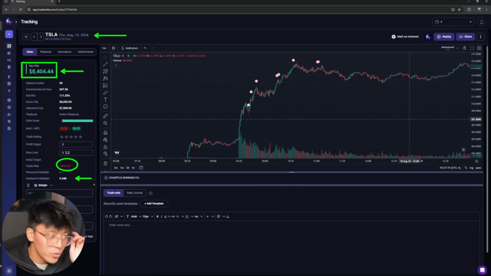Ended up being an absolute crazy week last week. We did over 15R, absolutely insane. One of our better weeks of the year. Both the trades were on Tesla, and I'm showing you guys exactly how I was able to trade this pullback for a move towards the upside.